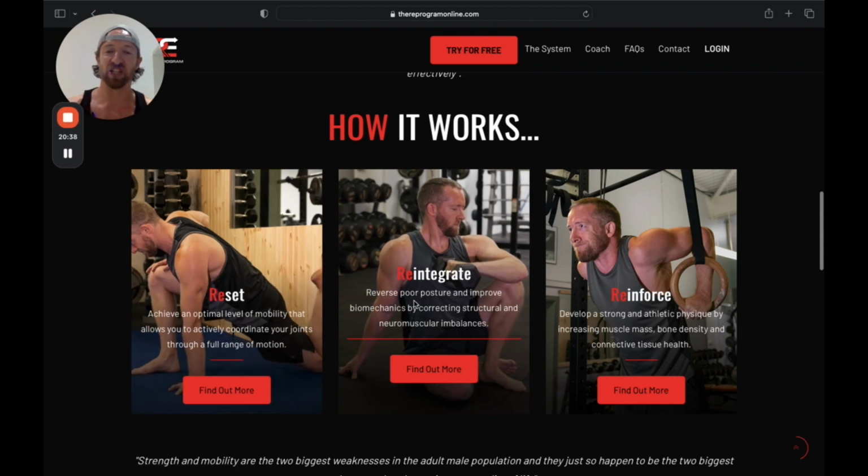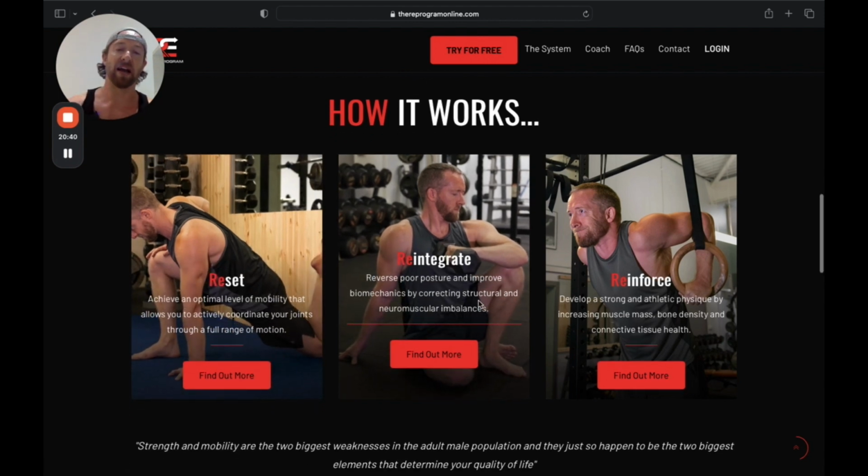The next stage is to reverse poor posture and improve biomechanics by correcting structural and neuromuscular imbalances. So this focuses more on, once you get that mobility, we then want to make sure certain muscles are firing in the right order, particularly things like the glutes, the scapula, the posterior deltoids. These important postural muscles need to be activating and strong, and not weak and inhibited, letting the muscles at the hip flexors and the chest overpower and pull that structure in. So that's what the reintegrate means.